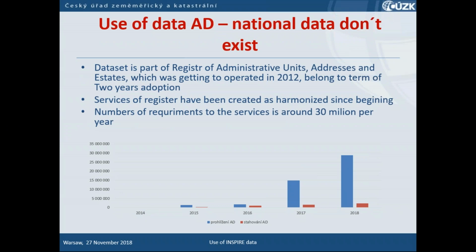There is a second example, the dataset addresses. We have another national service. The number of requests of services is around 30 million per year. That is 3 times more than cadastral parcels. But users prefer view services to download.